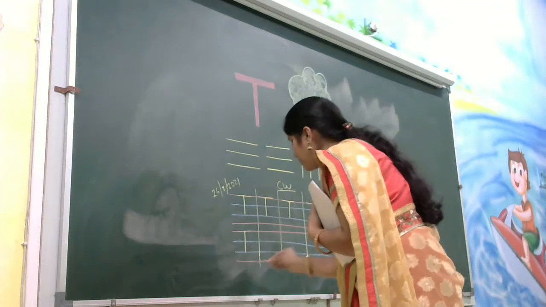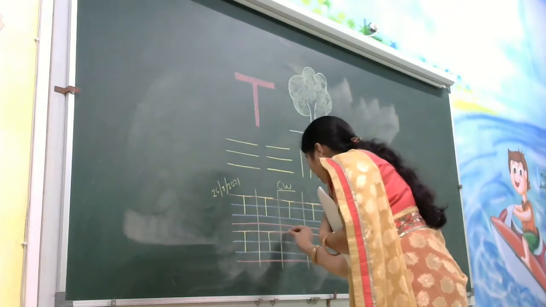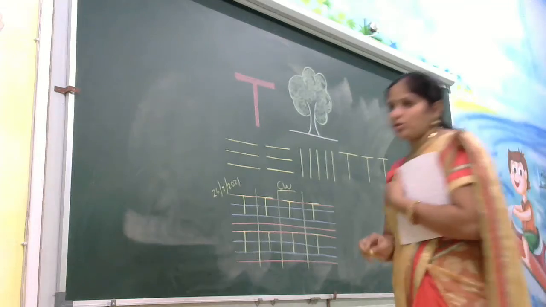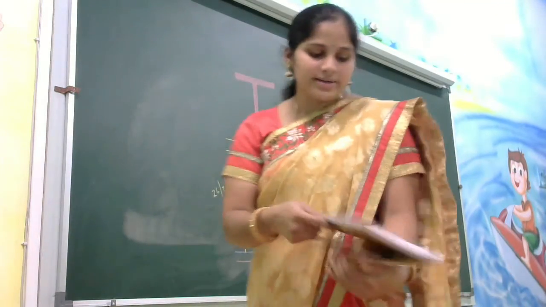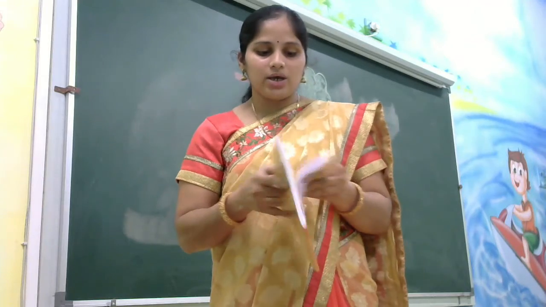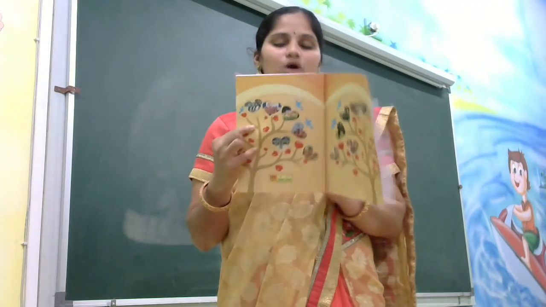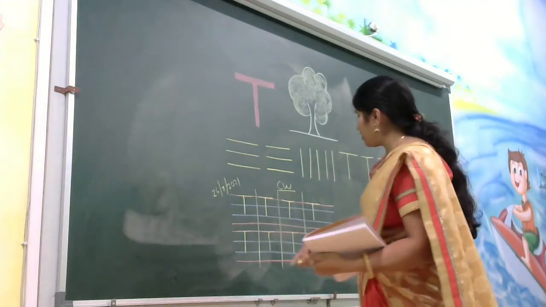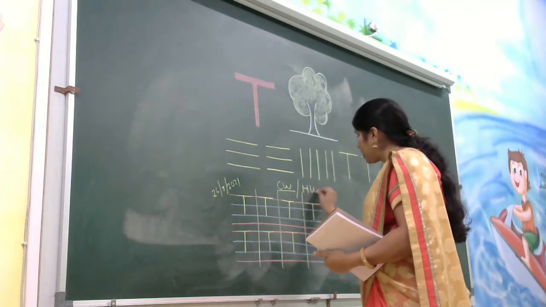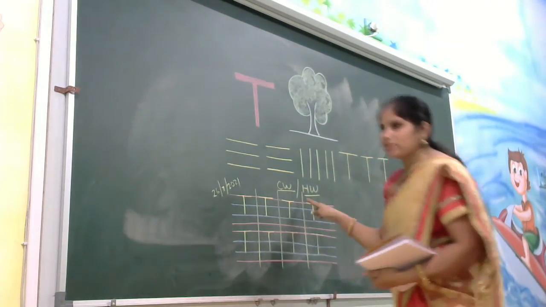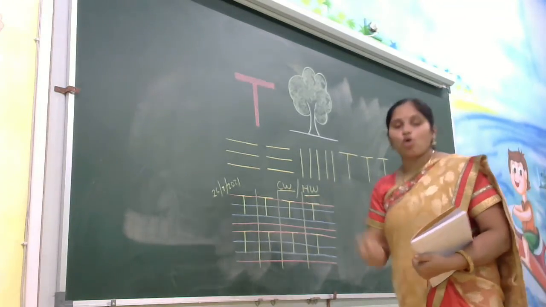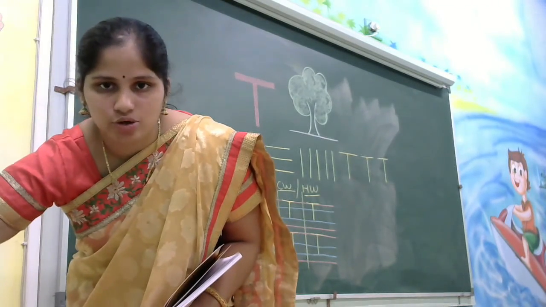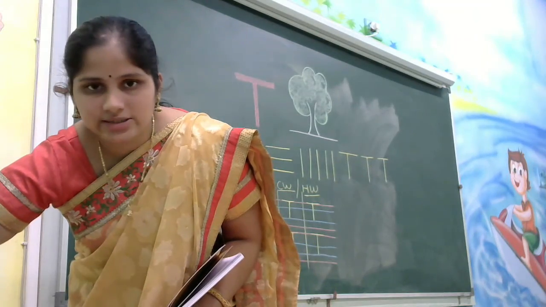Sleeping line, standing line, T. T for tiger. Okay, like this you have to write classwork and homework in your four-line book. On both pages you have to write letter T as classwork and the same as homework. When you are writing, you have to say and write. Okay, kids, you have to write.